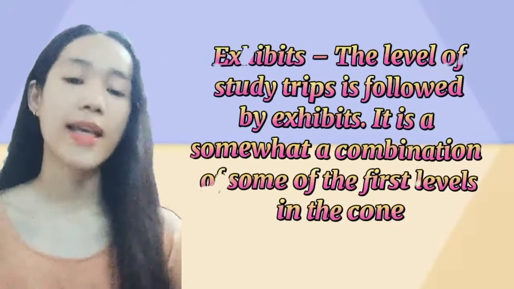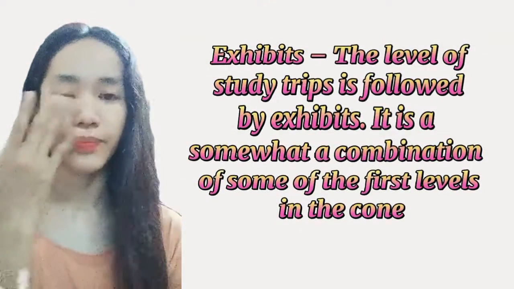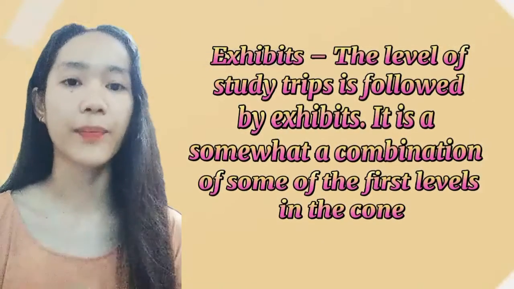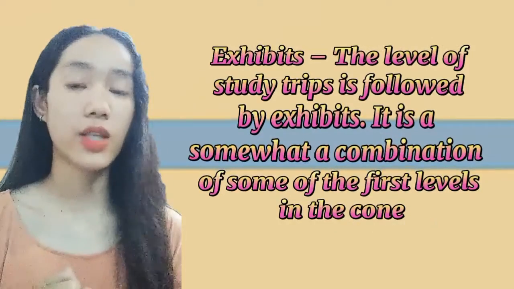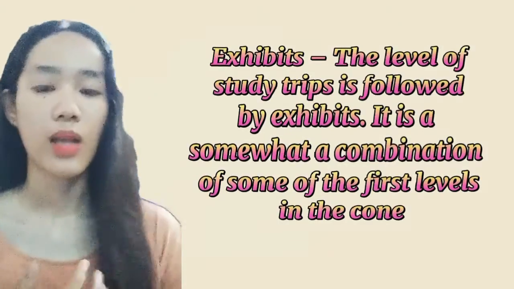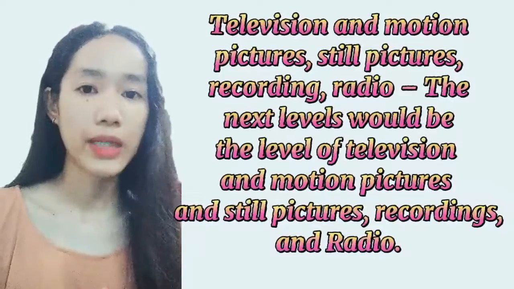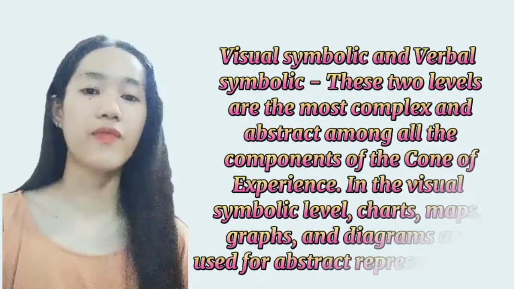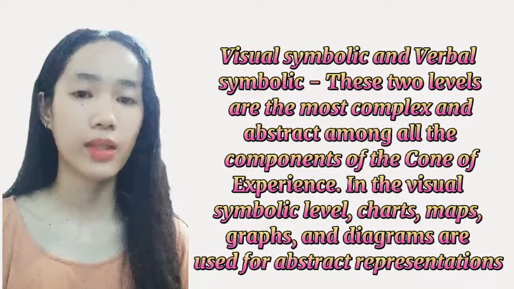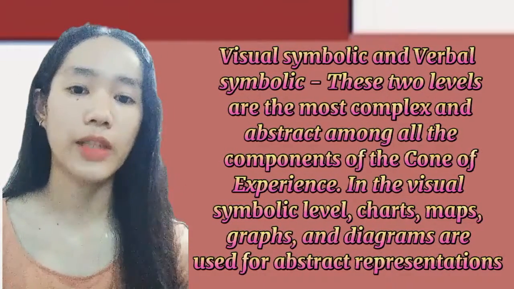And sixth, exhibits. Exhibits are a combination of several media and models. Most of the time, exhibits are experiences that are only for your eyes, but some exhibits include sensory experiences which could be related to direct purposeful experiences. And next is television and motion pictures, still pictures, recordings, and radio. And lastly is visual symbols and verbal symbols. These two levels are the most complex and abstract among the components of the cone of experience. So those are the cone of learning.